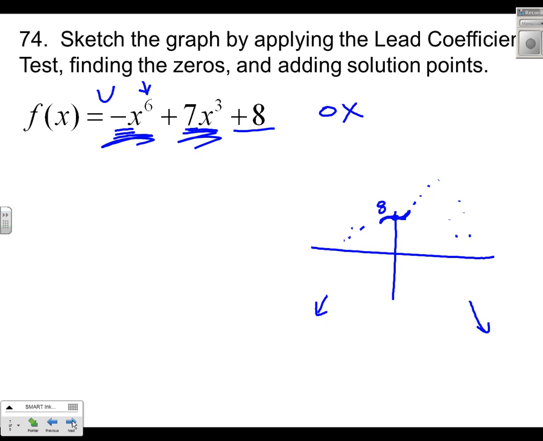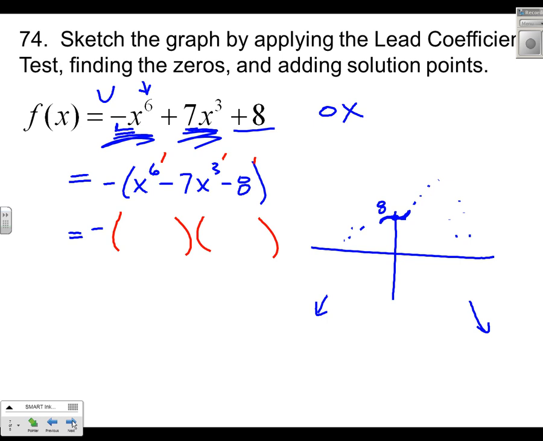So let's go ahead and look at, can we factor this? Well, I sure don't like this negative. I'm going to take it out. Negative x to the 6th minus 7x cubed minus 8. And then you'll say, well, that's not quadratic. It's 3 terms. I don't know how to factor it. Well, it is quadratic in nature. 2 to 1 to 0 x's. If this was x to the 100th minus 7x to the 50th minus 8x to the 0th, that would be quadratic in nature. So maybe this guy factors into an x to the 3rd, x to the 3rd.